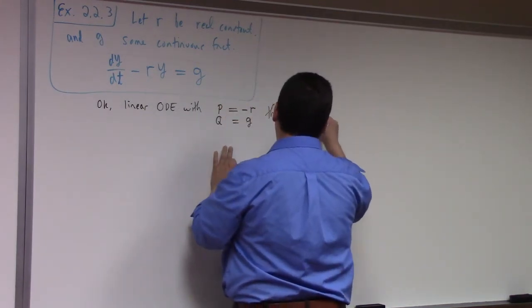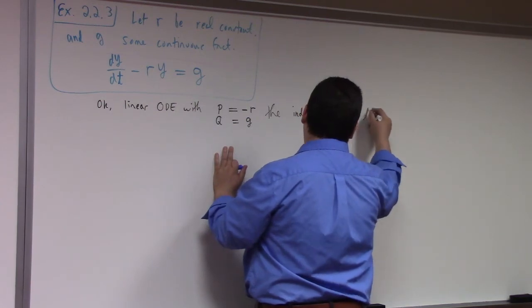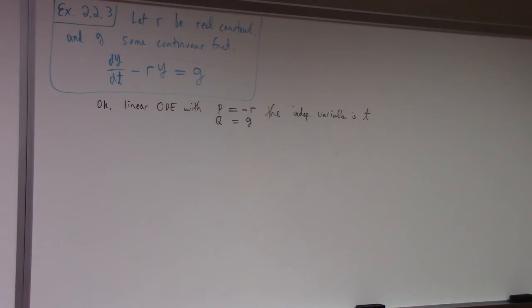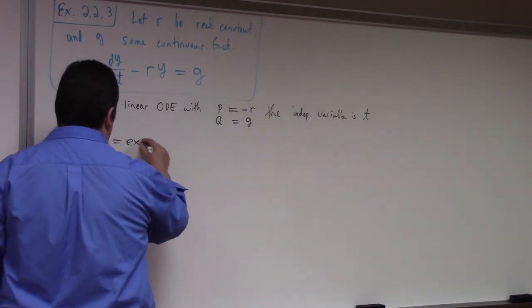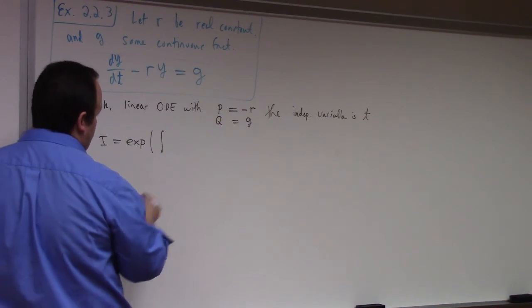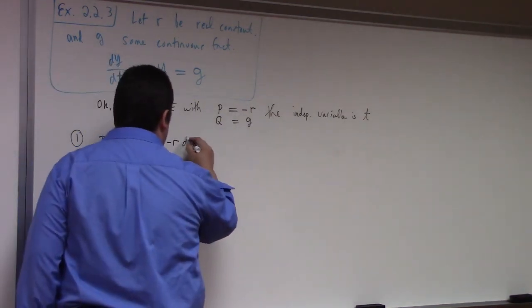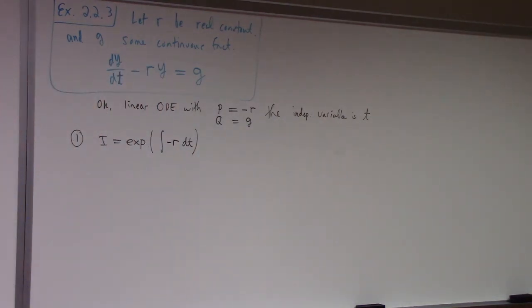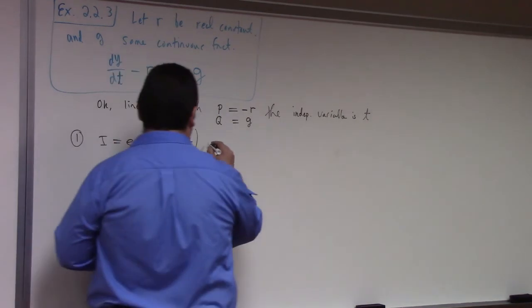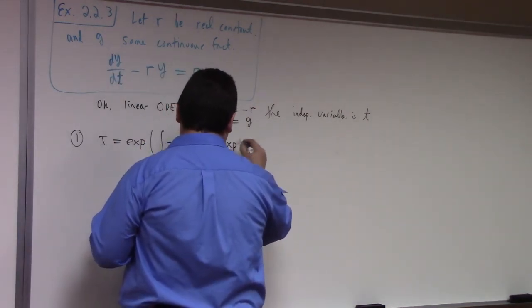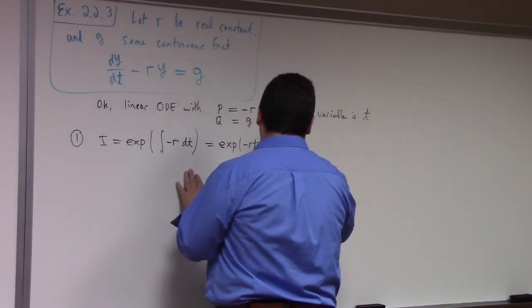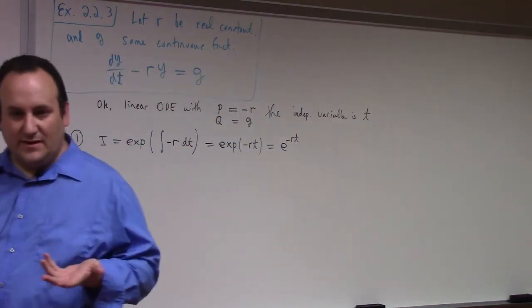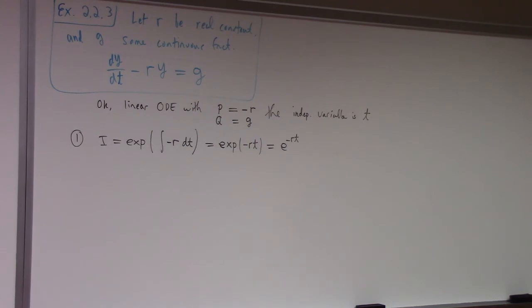The independent variable is t. So what happened with x in the previous problem should happen with t here, but we follow the same procedure. Step number 1, the integrating factor is the exponential of the integral of P, which in this case is minus r, with dt instead of dx. We should all be able to do this integral. It's the integral of a constant times time, so this is the exponential of minus rt, or as you might usually write it, e to the minus rt. I use the notation exp when I want to make the argument of the exponential bigger.